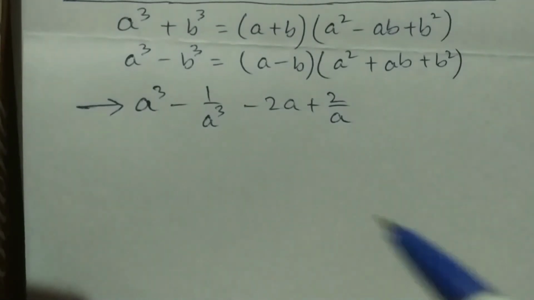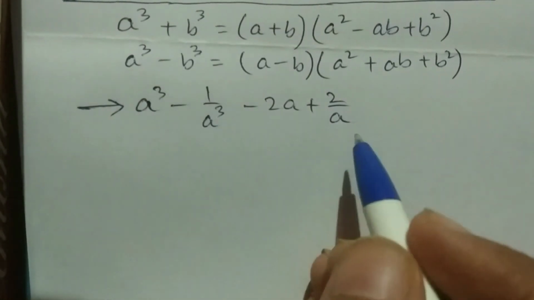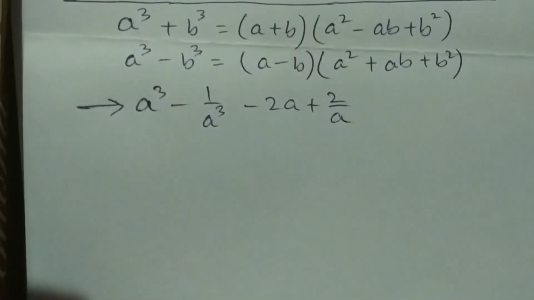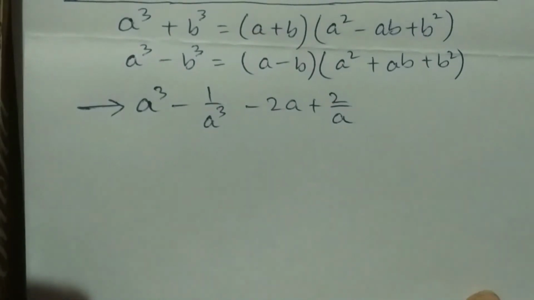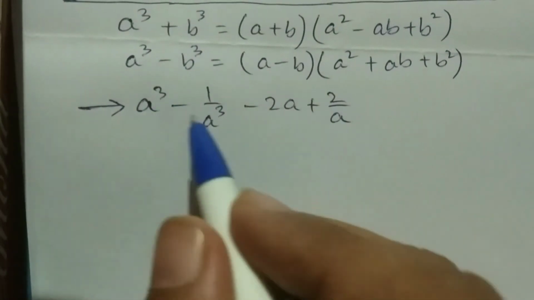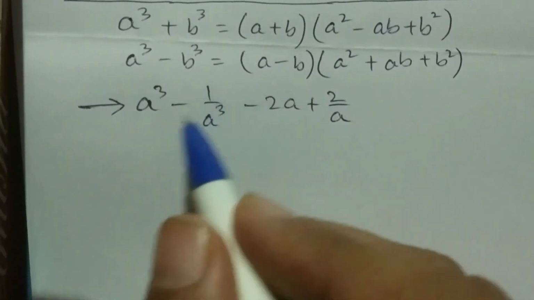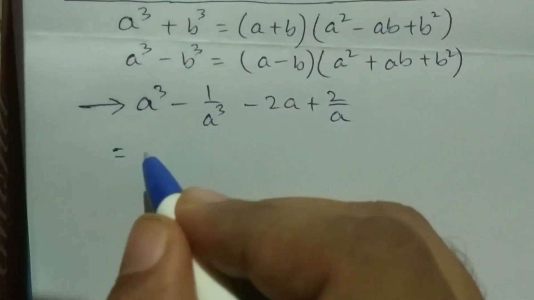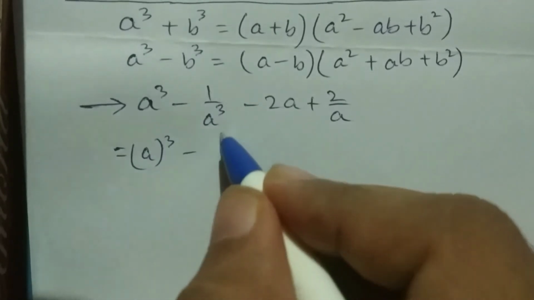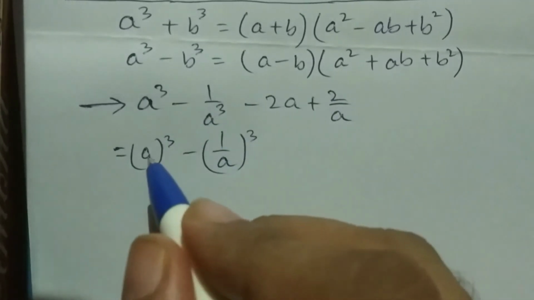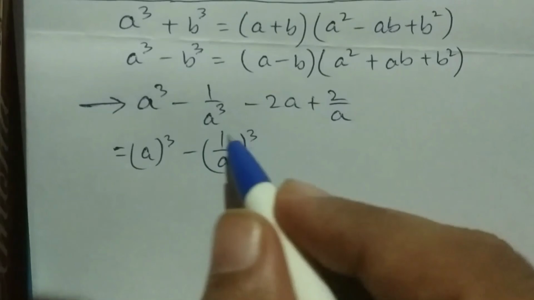So here we can see one example for you. We have taken this from an ICSE book. So here you can see a cube minus 1 by a cube. 1 by a cube means this is also 1 by a whole cube. So I can write it as a whole cube minus 1 by a whole cube. So we can consider this as a and this as b. 1 by a means b.